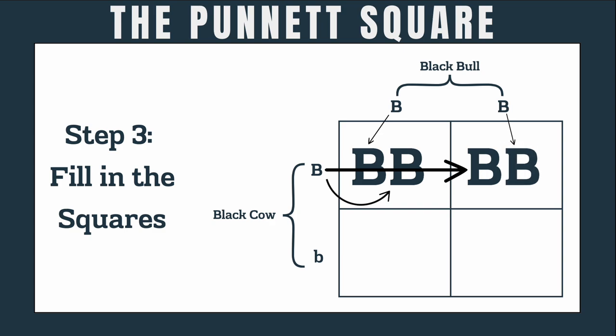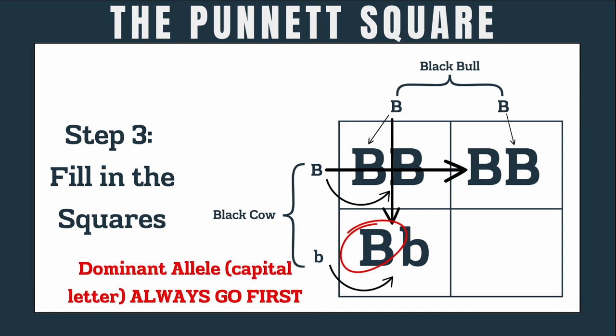If we go down to this bottom one, we're going to bring the uppercase down first, and the lowercase is always behind. So make sure you remember that. Your dominant trait is always going to be first, and your recessive trait is going to be last. So we do it again for the fourth square. Bring it over. So we have two squares that are homozygous dominant and two squares that are heterozygous.